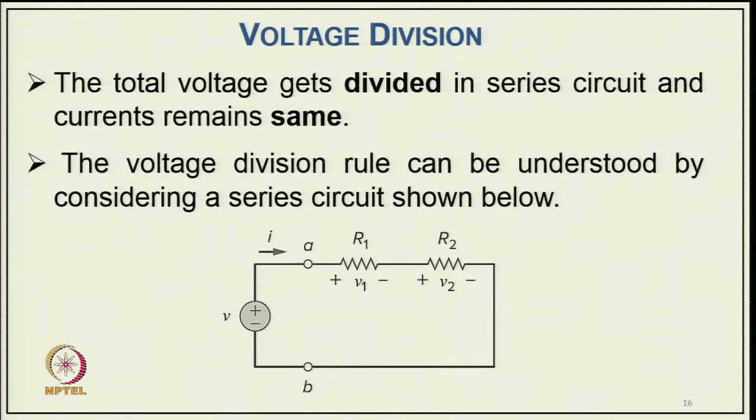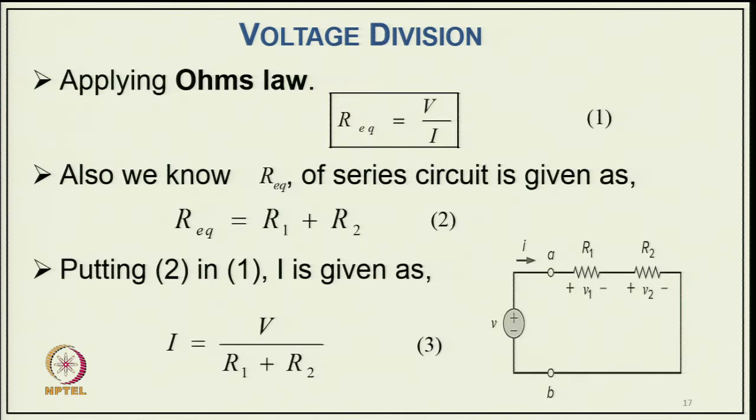The total voltage gets divided in a series circuit and the current remains the same. The voltage division rule can be understood by considering the series circuit shown here. As you can see, the current is the same in the entire network consisting of the voltage source and two resistances connected in series. The voltage is divided across the two resistances and the current is the same in the entire network. So all three elements are connected in series.